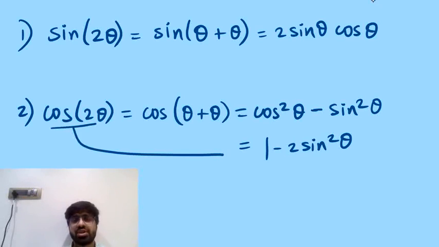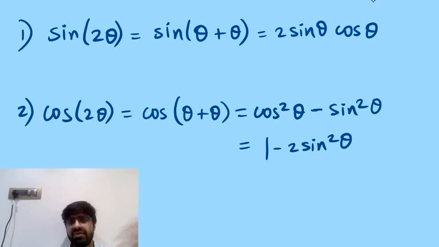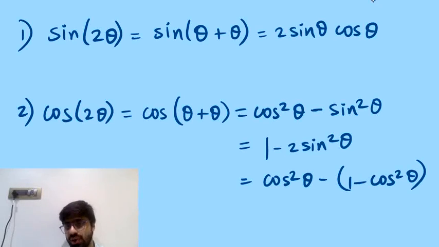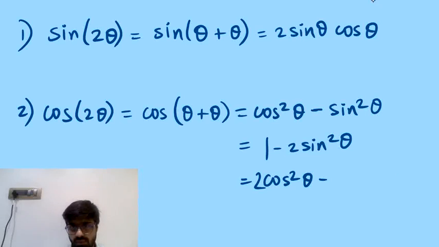So yeah, that's the expansion for cos 2 theta, and because you are replacing cos square theta with 1 minus sin square theta, you can also replace sin square theta with 1 minus cos square theta. So we will have yet another expansion, that is cos square theta minus sin square theta being written as 1 minus cos square theta. Open up the bracket, so it is minus 1 and plus cos square theta. Cos square theta plus cos square theta will be equal to 2 cos square theta, and then we have minus 1. So these are three expansions for cos 2 theta.